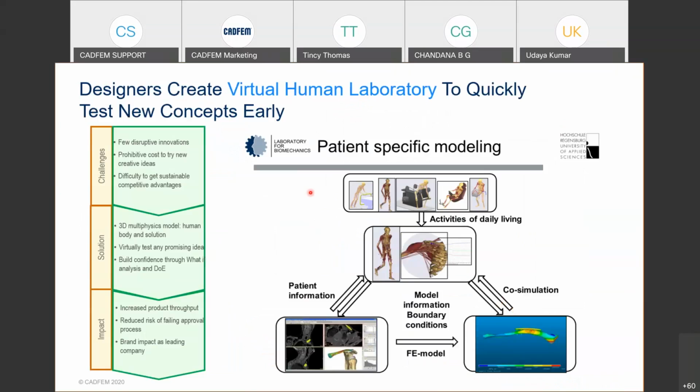Coming back to our earlier topic, where you should go for an alternative method and how beneficial it is. Our first point was the virtual human laboratory, making a simulation world and understanding our product.